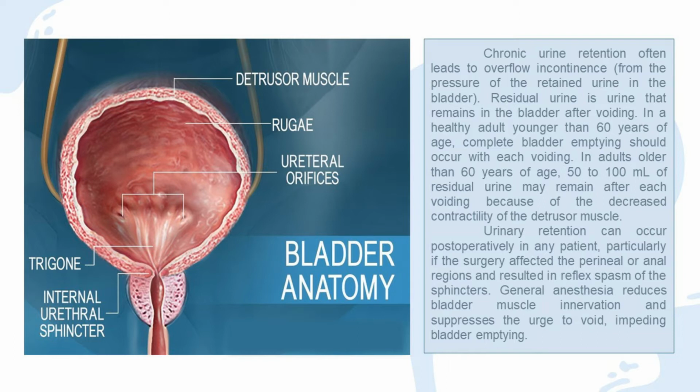In a healthy adult younger than 60 years of age, complete bladder emptying should occur with each voiding. In adults older than 60 years of age, 50 to 100 ml of residual urine may remain after each voiding. This is because of the decreased contractility of the detrusor muscle.